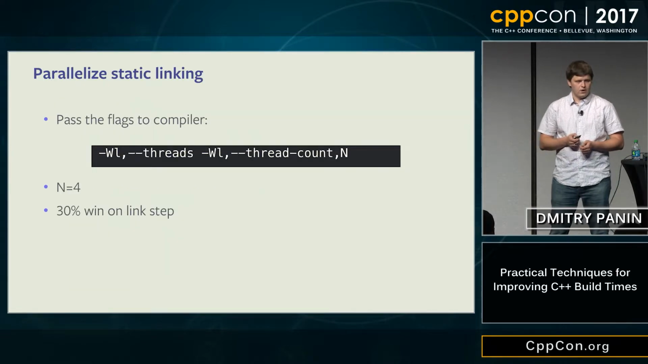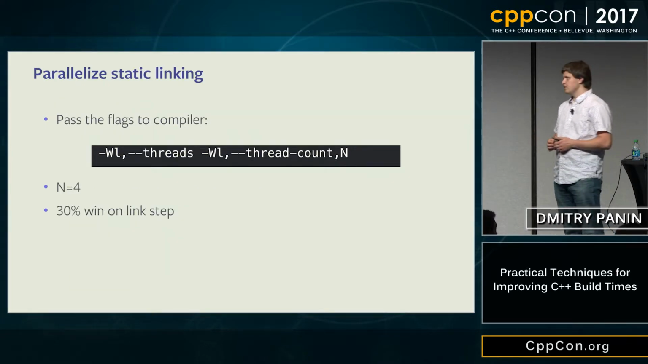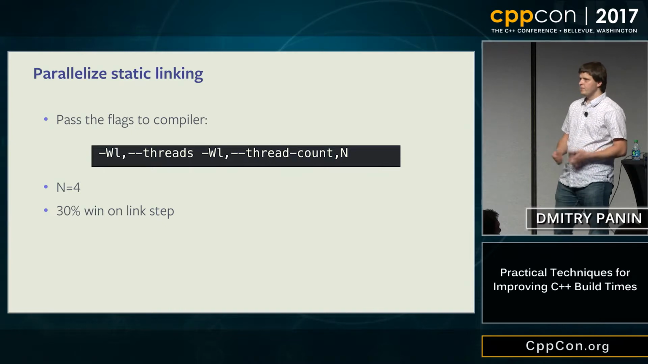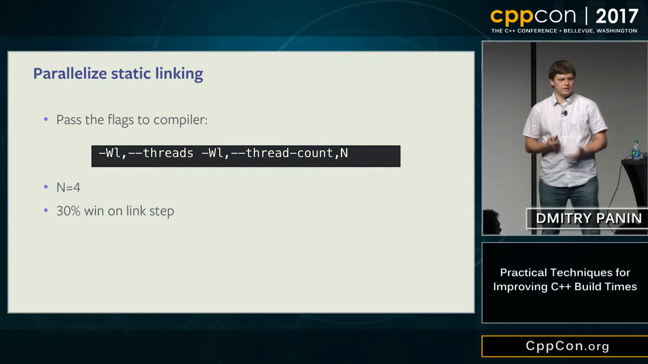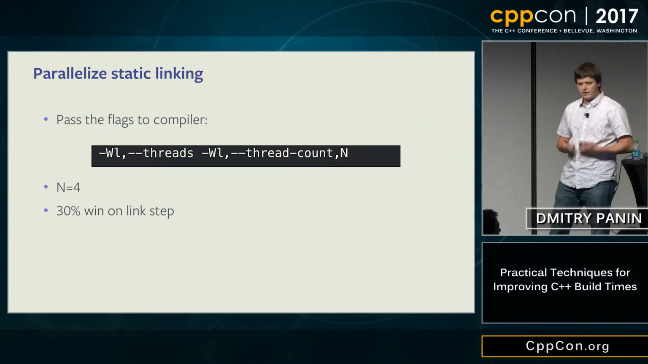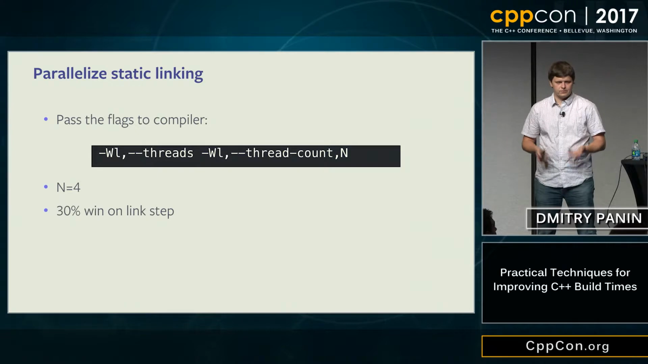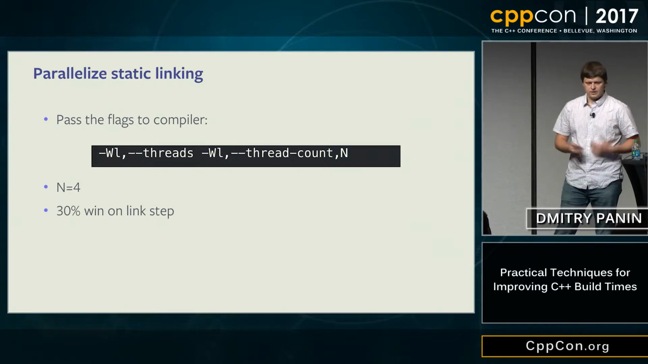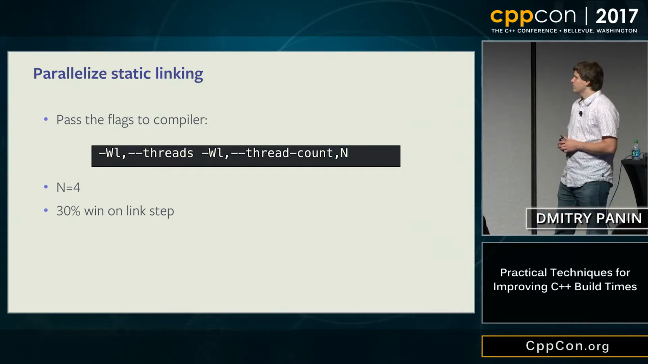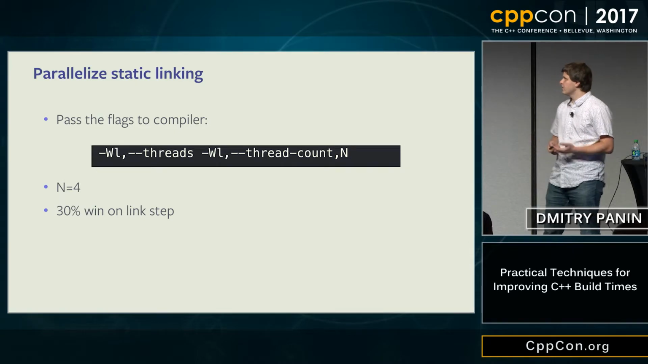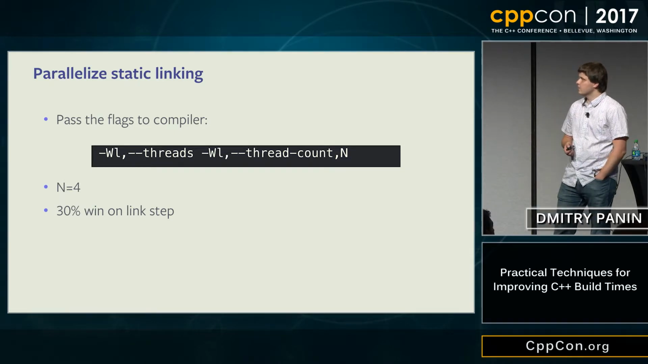Okay. Also, we've been talking about dynamic linking, but there are things we can do with static linking. There is this flag which you can pass, and it will run linking in parallel. In practice, we found that n equals 4 works perfectly fine, and it's kind of the best point on the trade-off curve, and we got about 30% on the link step in this case.